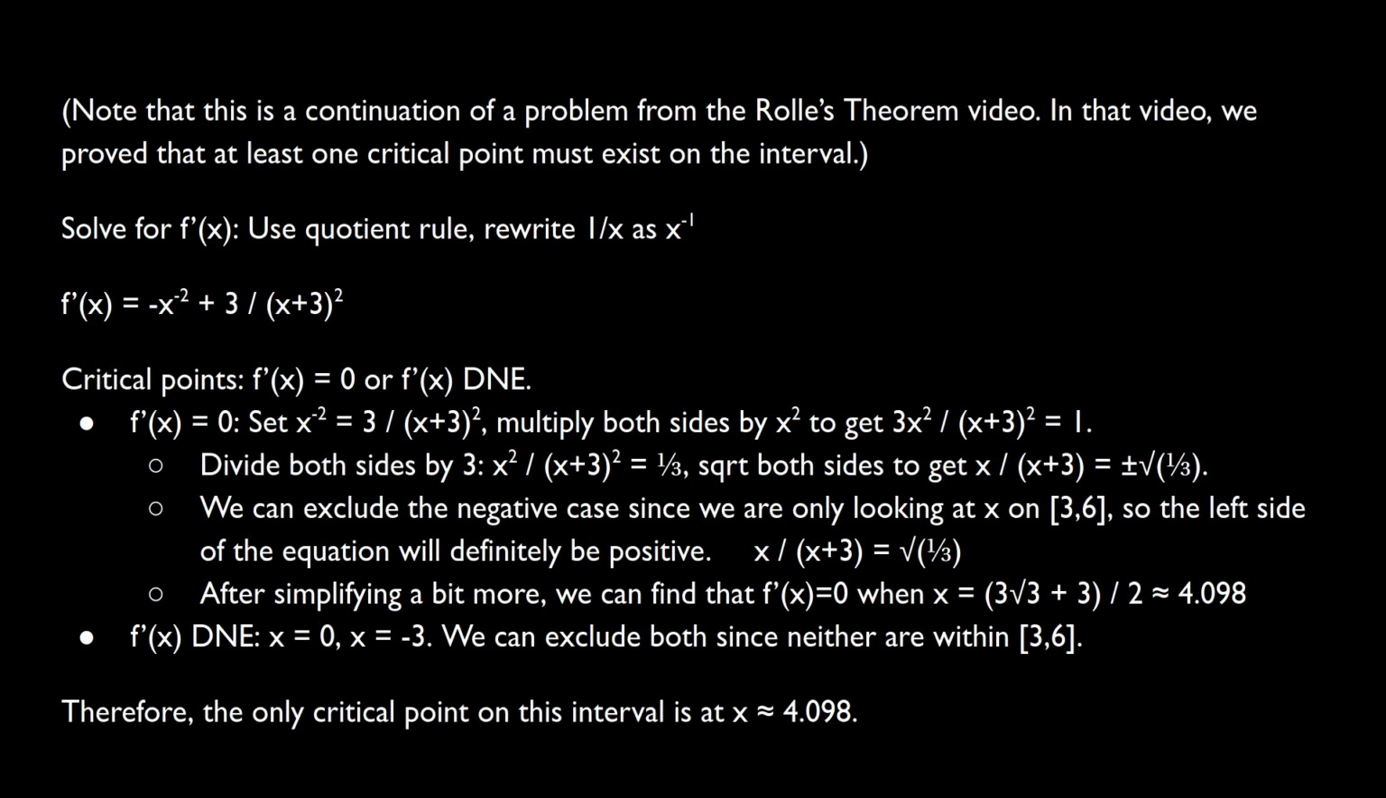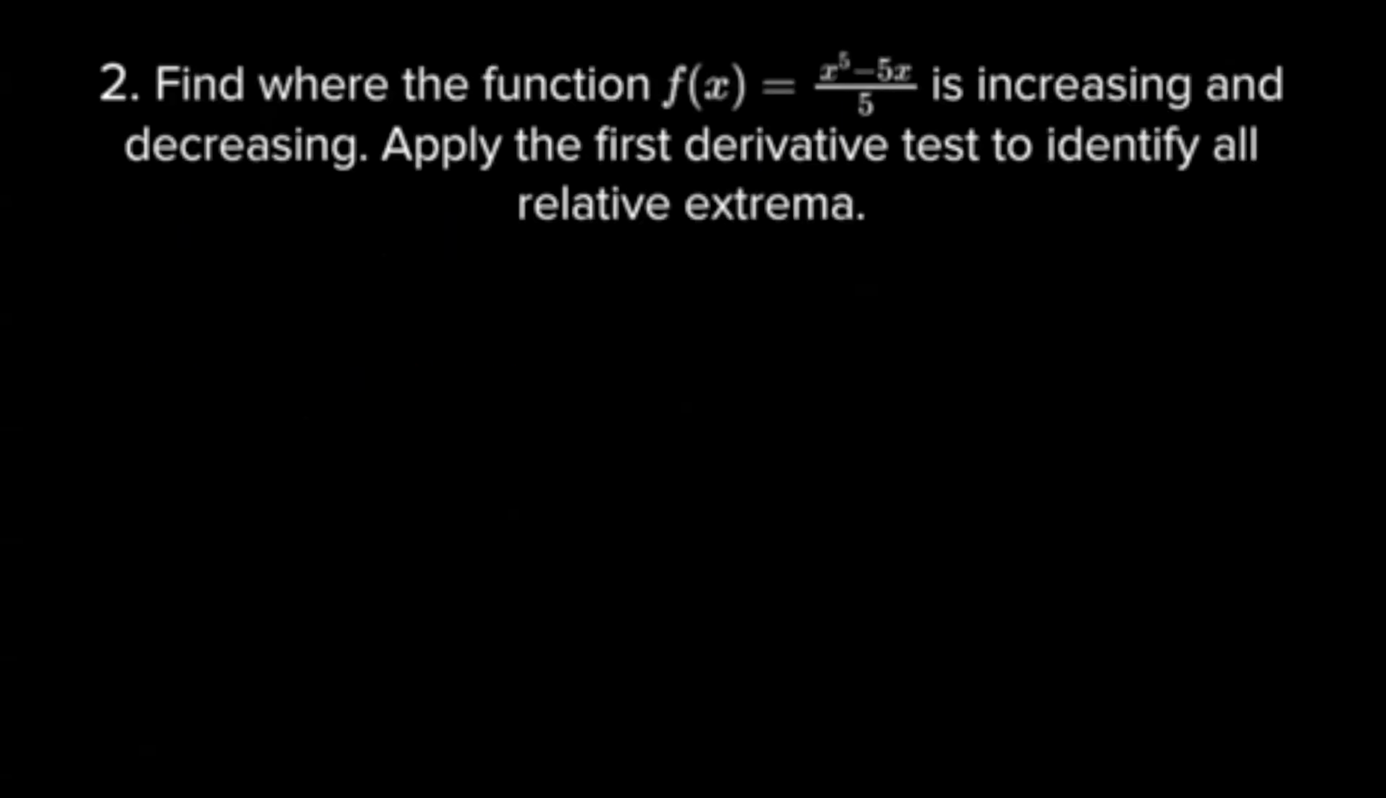So that's problem 1 for Rolle's theorem, and now let's move on to problem 2. Okay, so for the second problem, we have: find where the function f of x is equal to x to the fifth minus 5x over 5 is increasing and decreasing. Apply the first derivative test to identify all relative extrema. So pause the video here if you'd like, and try to solve the problem by yourself.